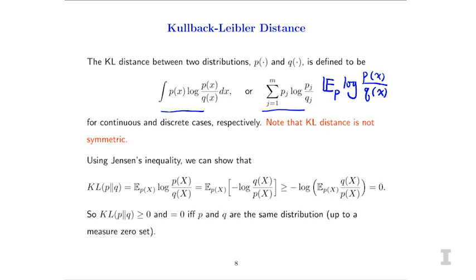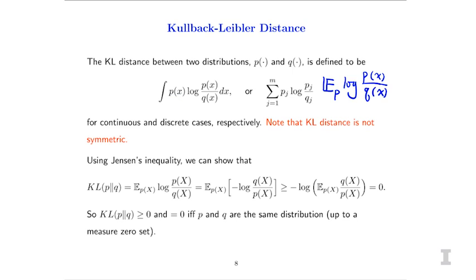That means if P and Q are continuous, this expectation corresponds to an integral. And if P and Q are discrete, the expectation corresponds to a summation, where the expectations are taken with respect to the distribution in the numerator of this log. So it is true KL divergence is not symmetric, because if you switch the position of P and Q, the expression changes, because P appeared twice, Q only appeared once.